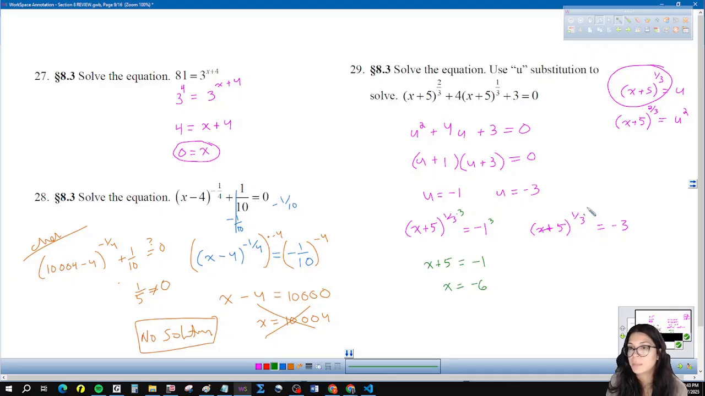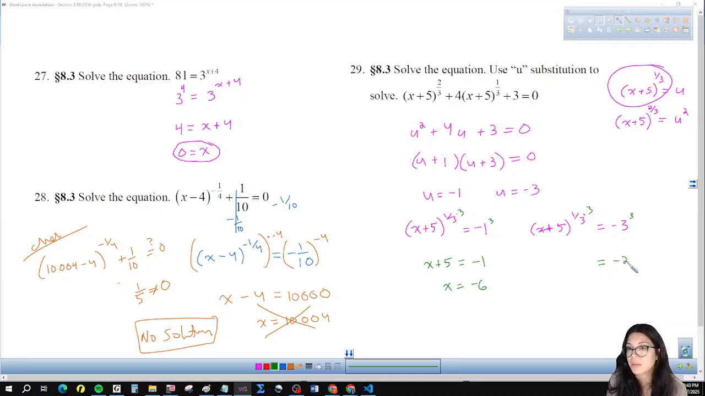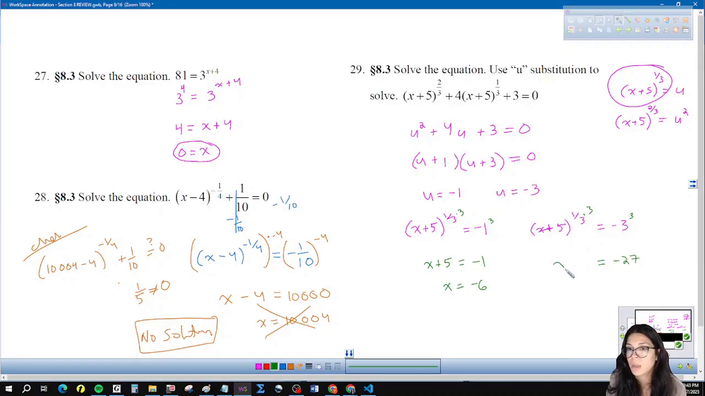On the right side, I'm going to do the same thing, raise both sides to the power of 3. -3 to the power of 3 is -27. And that gives me x plus 5 by itself on the left side. And then subtract by 5, we get x equals -32.